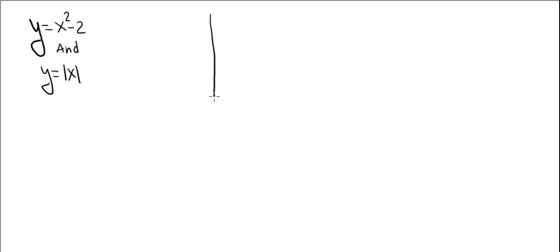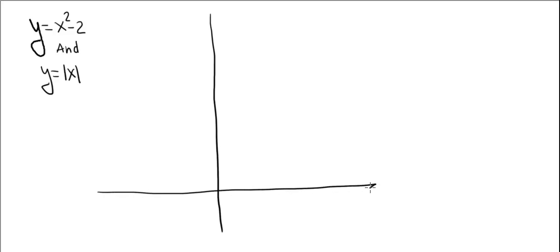In this video, we're going to find the area of the region bounded by the graphs of the parabola y equals x squared minus 2 and the graph of y equals the absolute value of x. Let's graph these two functions onto the same axis and then set up the integral to compute the area.